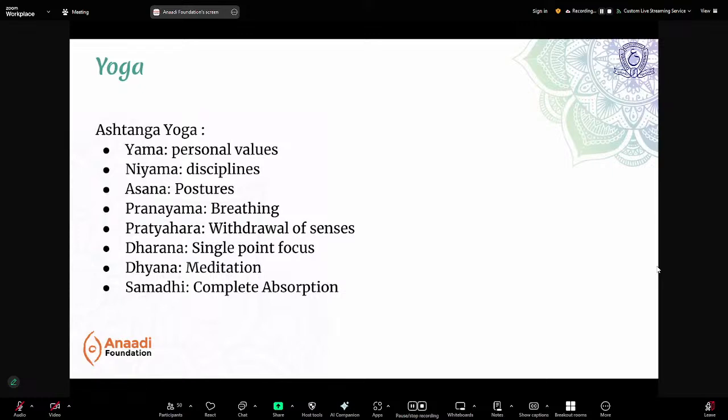Breathing. Pratyahara is the withdrawal of senses. Dharana is single point focus. Dhyana is meditation. And samadhi is complete absorption. So this is what we call Ashtanga Yoga. In the Yoga Sutra, it is mentioned as Ashtanga, the eight dimensions of yoga. Okay.